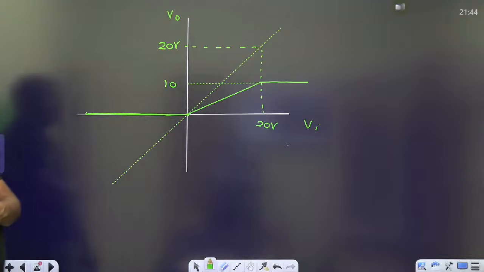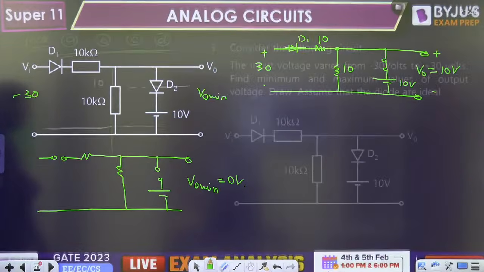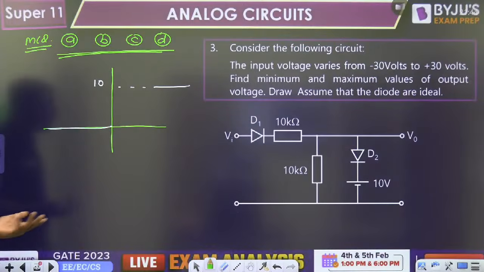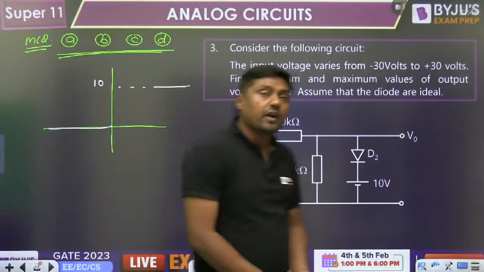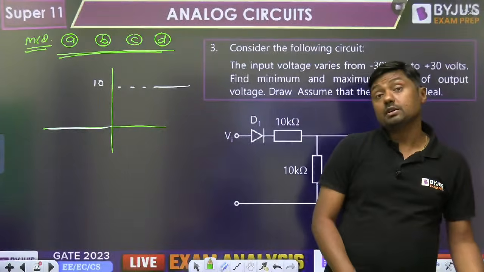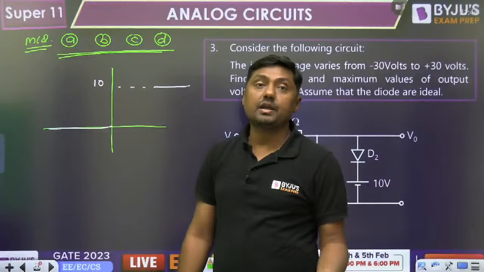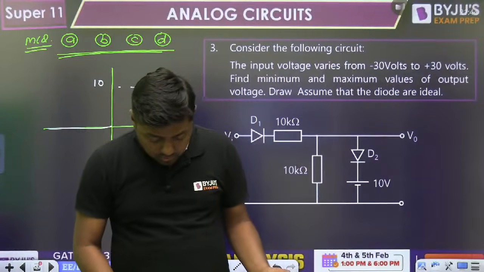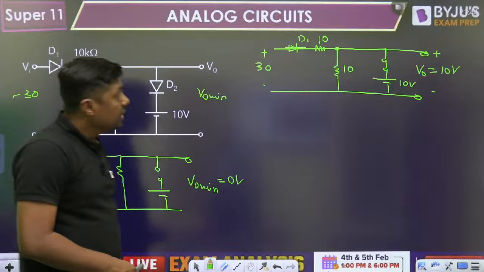Right. That is the second one. So this is about the clipper. They may ask from the last 4 to 5 years. There has been no question from the clipper, so we may expect a question on clipper this time. Okay. Next one.